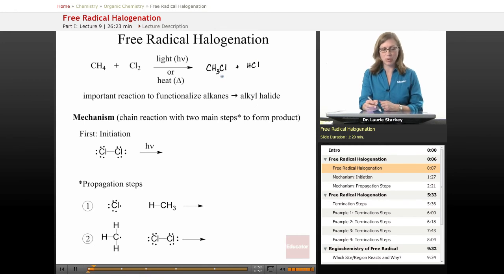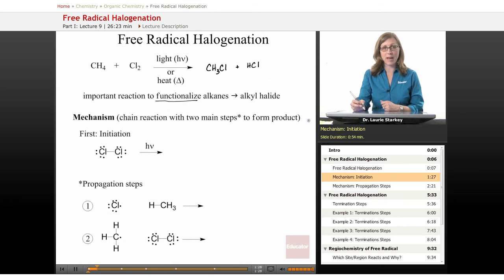And this is a very important reaction because it's a way that we can functionalize an alkane and convert them into an alkyl halide. An alkyl halide is going to be very useful in organic synthesis. We can do lots of interesting reactions with alkyl halides. And alkanes are readily available through the distillation of our crude oil from a refinery. So we have a lot of alkanes as natural raw materials, and this would be a great reaction as a way to convert them to alkyl halides.